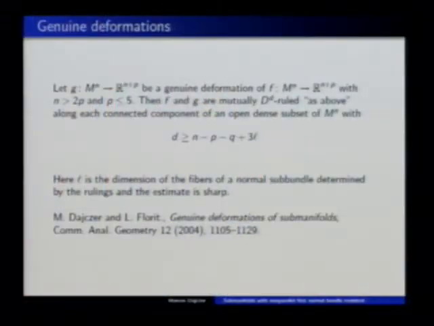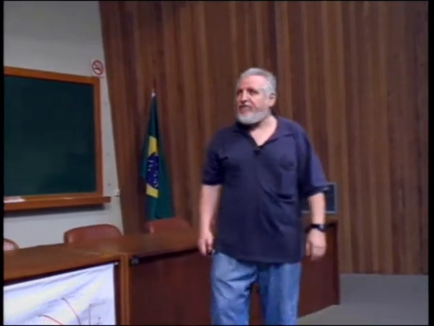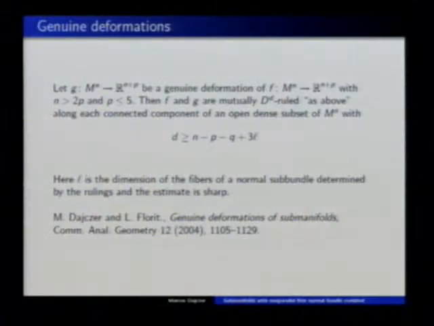Okay, so that's what we were able to prove. If you take a genuine deformation G of F, of course you have to bound the codimension, with the limitation that the codimension is not greater than 5. And then what we concluded is that F and G must be mutually deruled as above. So this means that the manifolds, at least up to codimension 5, which admit genuine deformations are this class of ruled manifolds. I should also mention that in this paper we were able to give a sharp estimate of the dimension of the ruling.